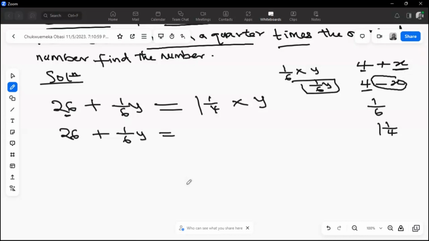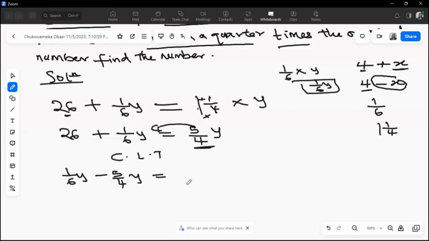So we have 26 plus 1/6y is equal to, this is a mixed fraction, you change it to an improper fraction: put your times and your addition. 4 times 1 is 4, plus 1, you have 5/4 times y, which is 5/4y. Now you want to collect like terms, so you take this quantity over to this side, so it becomes negative. So you have 1/6y minus 5/4y is equal to, when you take 26 to the other side, it becomes negative 26.